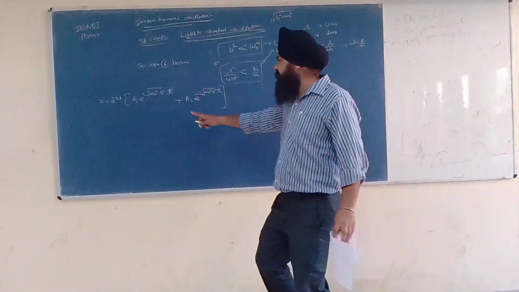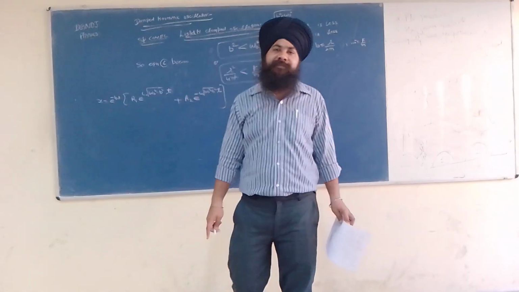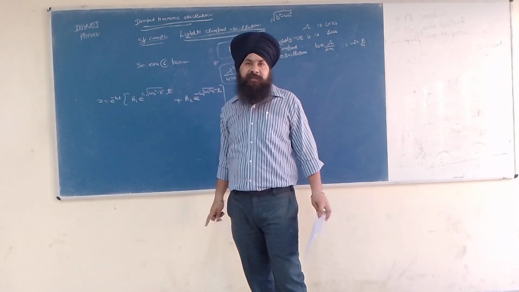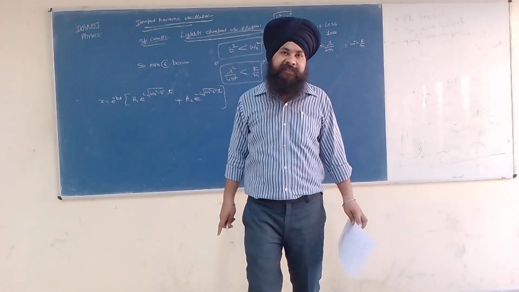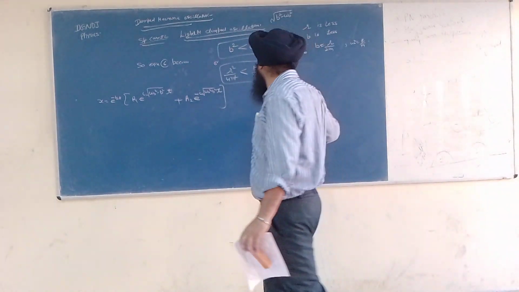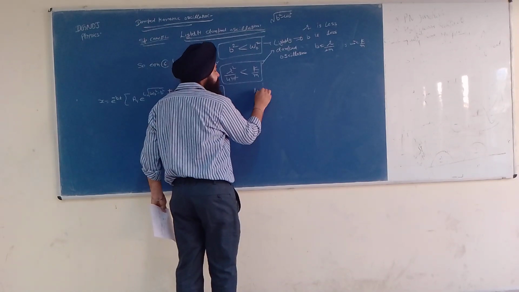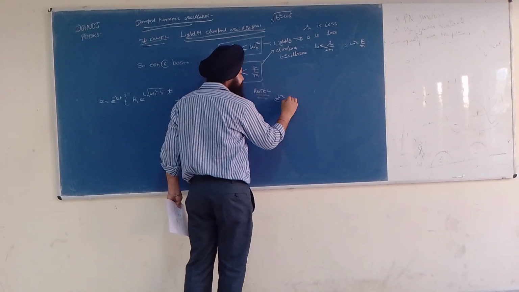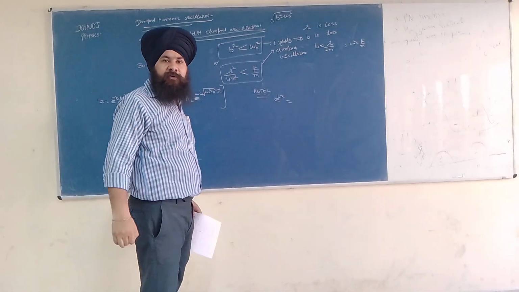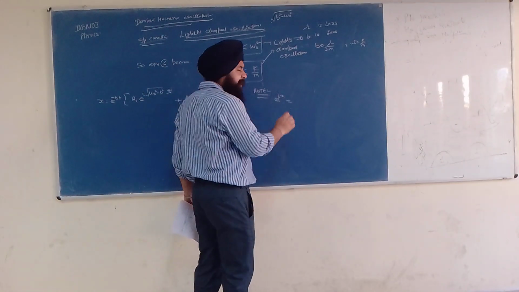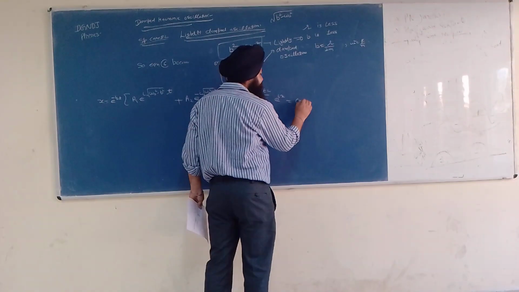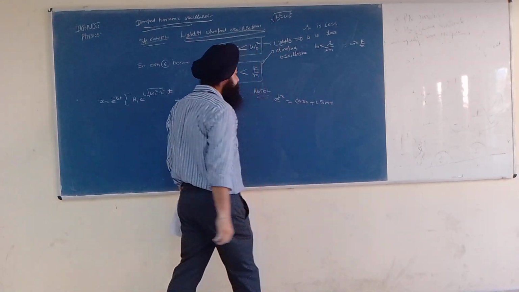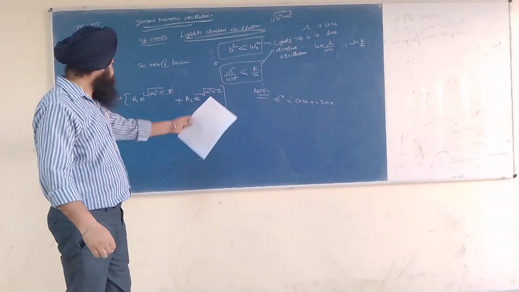Now I want to write this exponential term in terms of cos x and sin x. How can I write it? Please write a note. This is a formula of mathematics: e raised to power iota x is equal to cos x plus iota sin x.